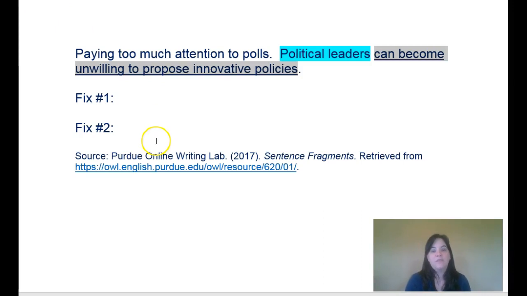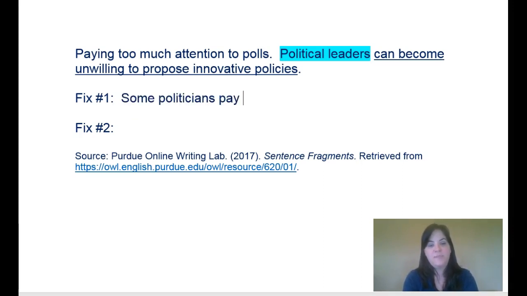So now that we have identified which one is the complete sentence and which one is the fragment, it's time to fix them. At this point, pause the video, come up with 2 different ways to fix these fragments and write those sentences down, and then resume the video when you're ready. So let's fix these fragments. Again, my first method is to add a word or a phrase to my fragment. So if I did that, I would add my subject because we already have a verb. I think we have a predicate, and I would say, some politicians pay too much attention to polls.